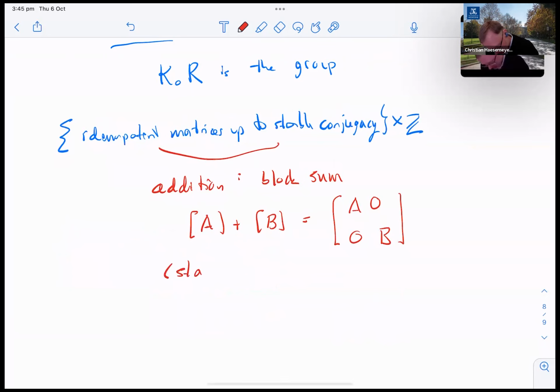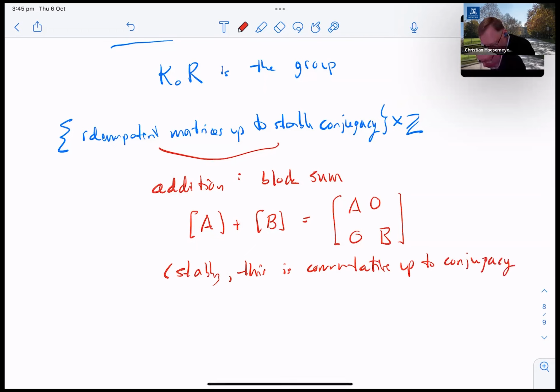So stably, this is commutative up to conjugacy, and so I get an actual abelian group. And of course, the 0 matrix, which is idempotent, is the 0 element in this group, commutative up to conjugacy. K0 of R is an abelian group.